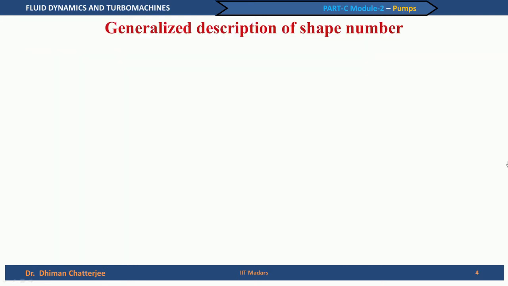Next, we have to talk about generalized description of shape number or specific speed. What is the necessity? This is because we know that the pump, just now as we have discussed, can be multi-staged. We have shown 2 stages, it can have more than 2 stages. How do I then define the total head developed by the pump and the head that is developed by an individual impeller?